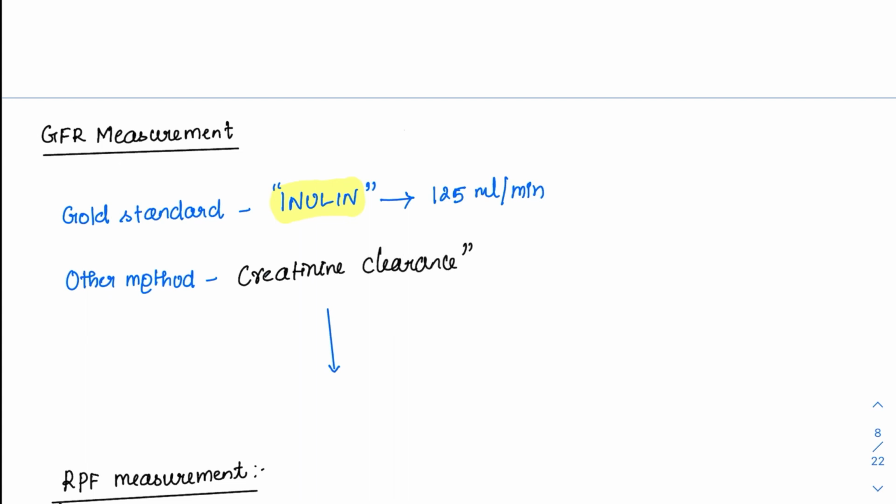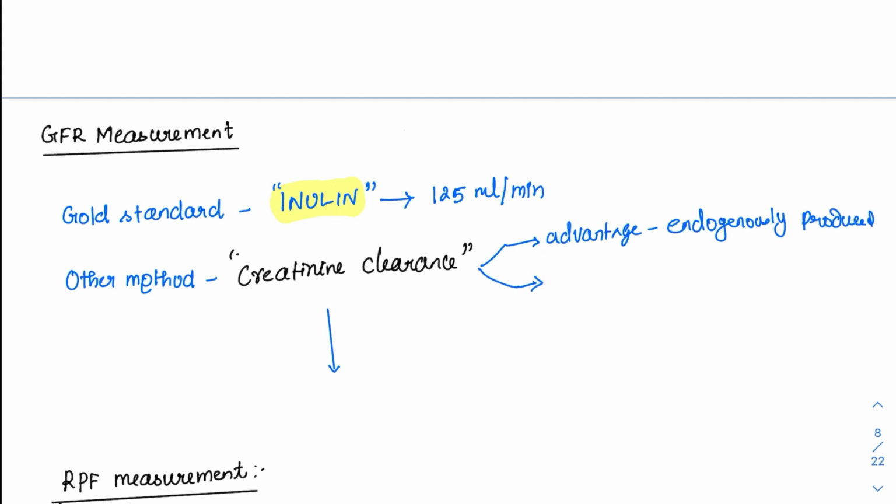This creatinine clearance has some advantages and some disadvantages. What is the most important advantage? This creatinine is produced by the body itself. I am not going to inject anything into the body. This creatinine is already produced by the body. So it's an advantage. It is endogenously produced. And what is the disadvantage?